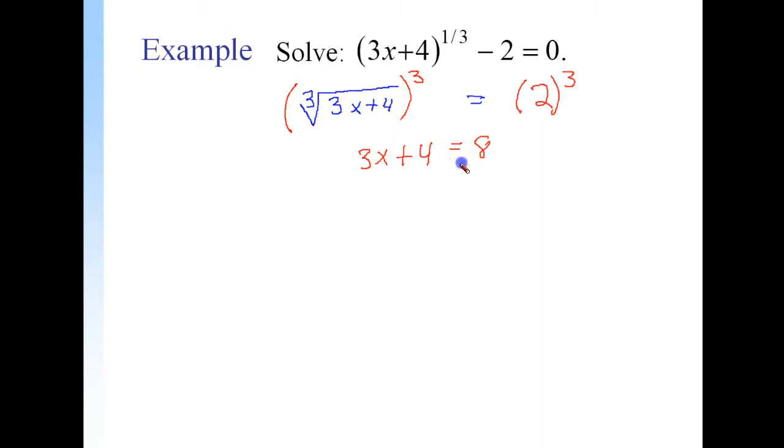We're going to subtract 4 from both sides, and that gives us 3x equals 4. So x will equal 4/3. Okay? And that was pretty easy.